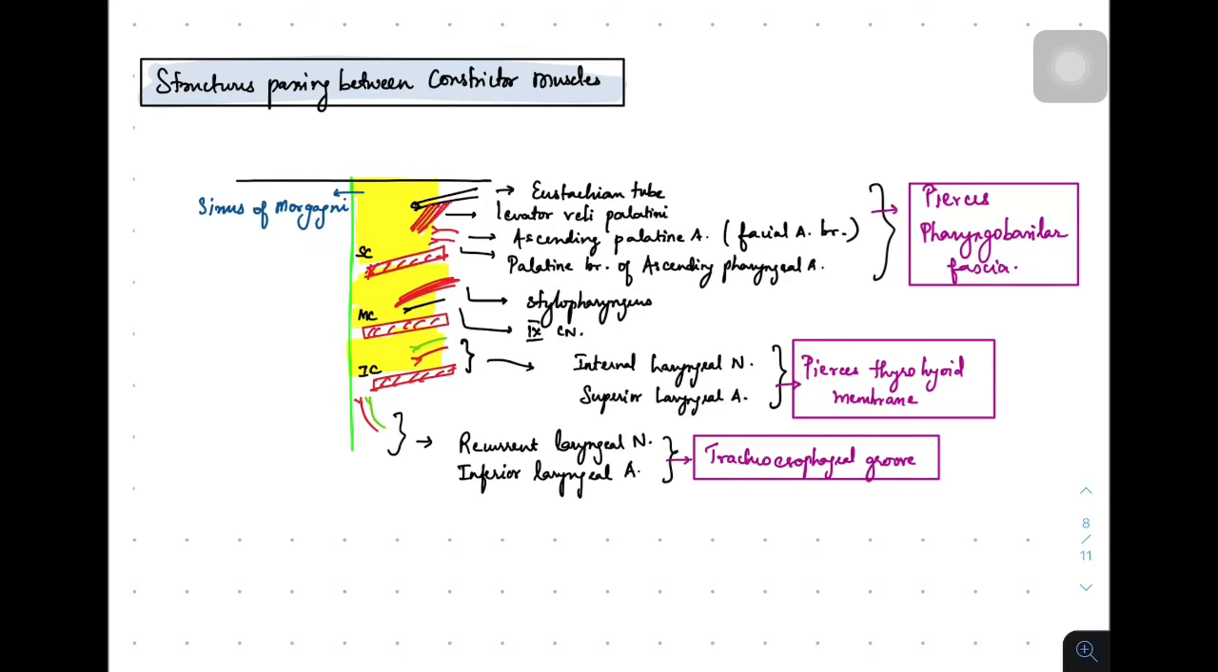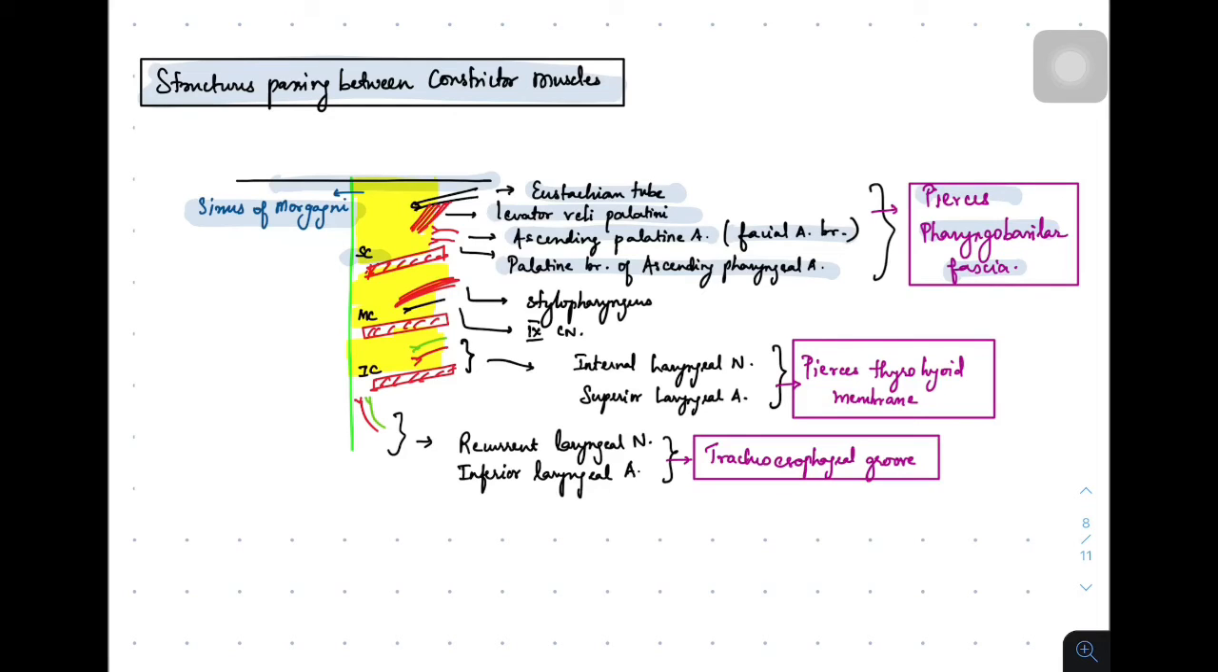As we saw earlier, the space between the base of skull and the superior constrictor is called the sinus of Morgagni. The structures passing through the sinus of Morgagni are the eustachian tube, levator veli palatini muscle, ascending palatine artery, which is a branch of facial artery, then the palatine branch of ascending pharyngeal artery. These four things pierce the pharyngobasilar fascia and enter the pharynx.